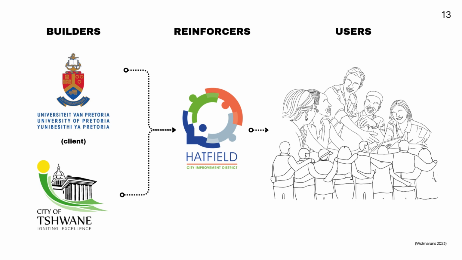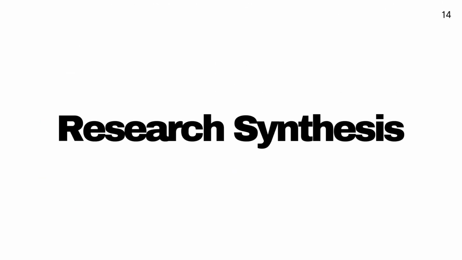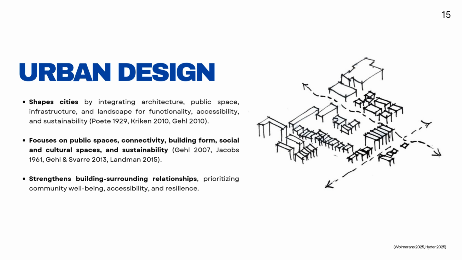thereby successful. Now that we have explored various scales of analysis, we bring our findings together. This synthesis connects the mapping, observations, and user considerations to form a comprehensive understanding of the site. These insights will guide informed design decisions moving forward. However, before we can propose anything, we need to understand urban design.